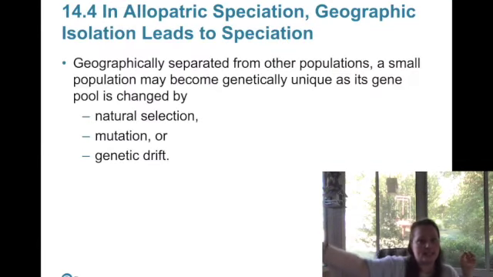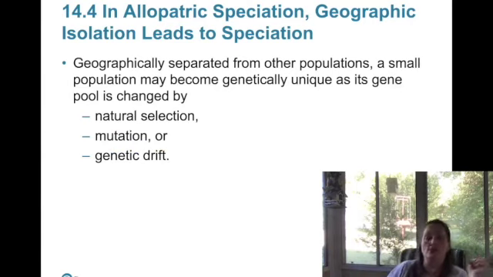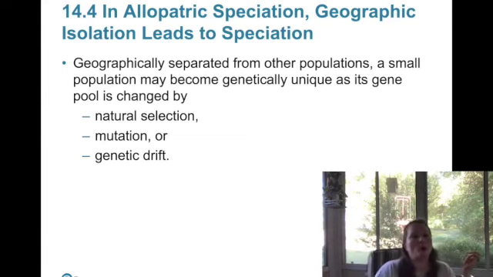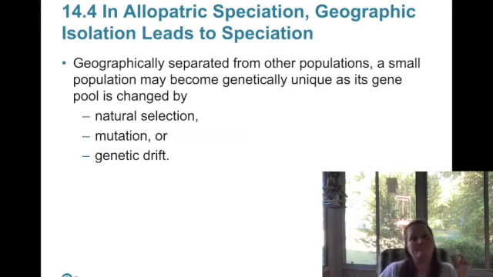Mechanisms of speciation. Okay, we have allopatric speciation, which is pretty much what your speciation lab is going to be about. Geographically separated from other populations, small population may become genetically unique as its gene pool is changed by natural selection, mutation, or genetic drift. We talked about all three of those in chapter 13. This, though, is that the allopatric speciation means that it's geographically separated. So like there's a mountain range in between the two.